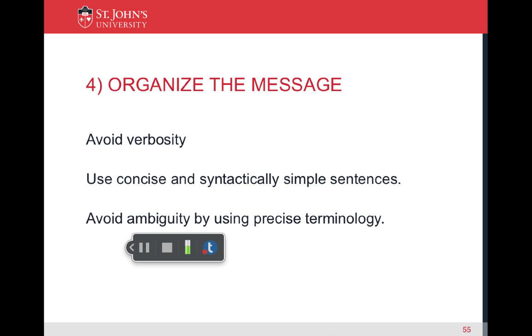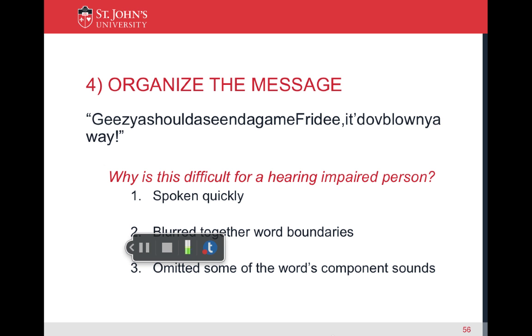So there's some things that you could do to help the person with hearing loss better understand your message. You want to avoid verbosity. Use concise and syntactically simple sentences. Try to avoid ambiguity. Use precise terminology. So this message, geez, you should have seen the game Friday. It would have blown you. I can't even say it that quickly, but imagine how that is for someone that has hearing impairment.